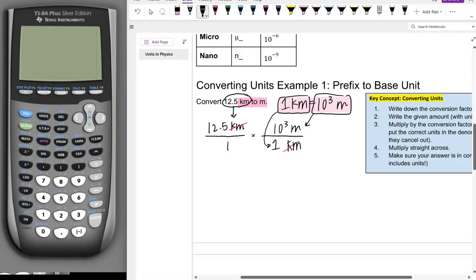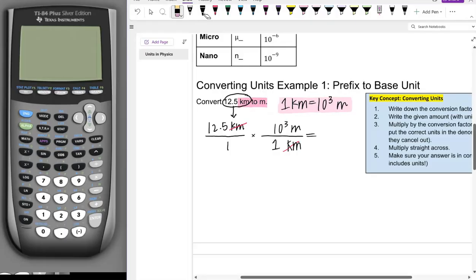So we decided to put 1 kilometer in the denominator so it would cancel. And that means 10 to the third meters goes in the numerator. Whatever you're trying to convert to, since we're trying to go to meters, that's always going to be in your numerator, as a tip for you as well.